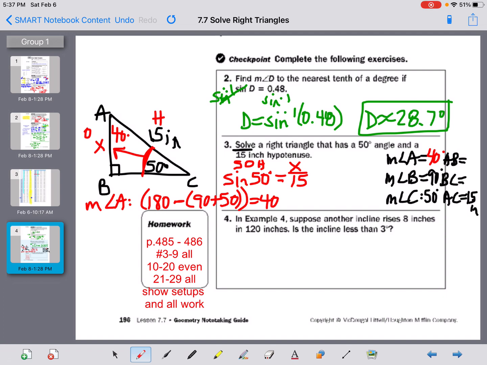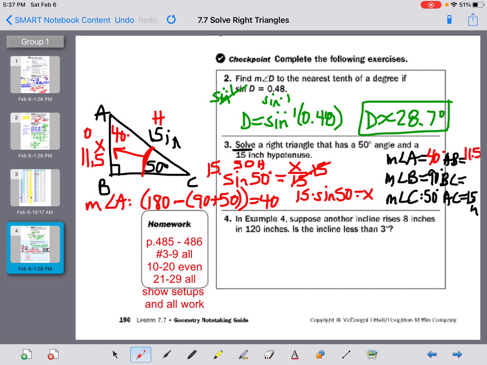What's connected to X right now? The 15. It's being divided by 15. How do I undo that? I multiply by 15. What I do to one side, I do to the other. This side cancels. I'm going to get 15 times the sine of 50 equals X. Run that through my calculator, and I get a side of about 11.5. So I get 11.5 over here for AB.